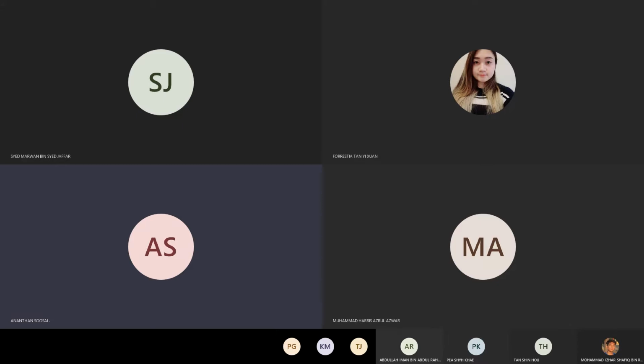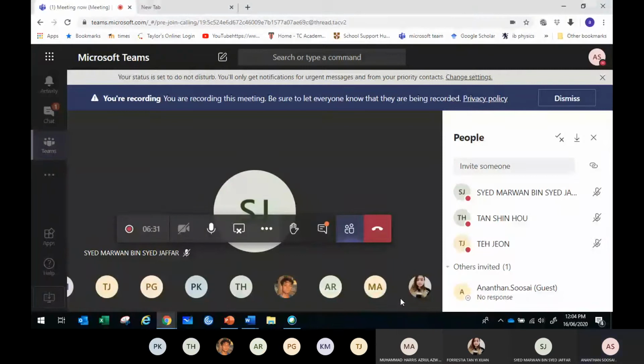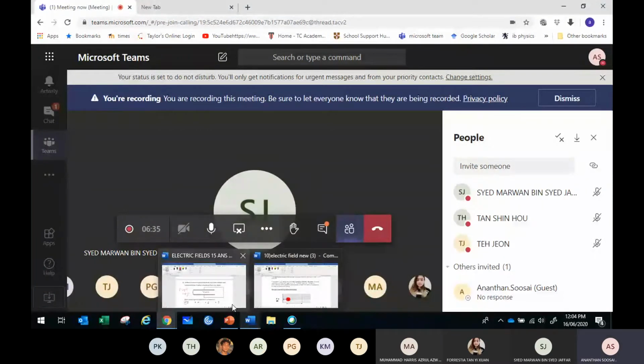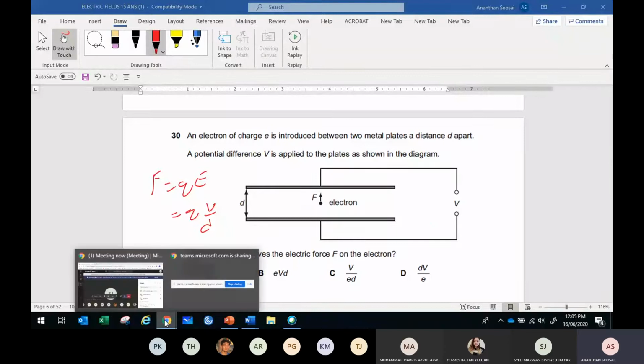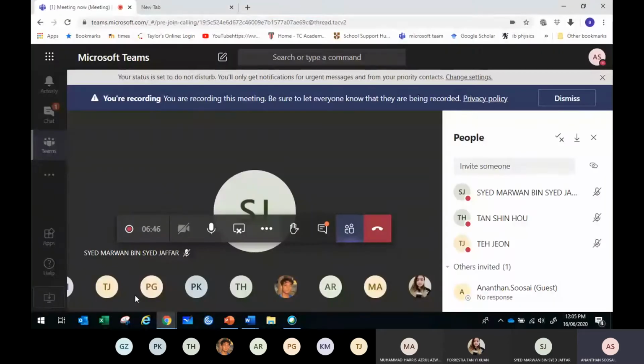Okay, so now we do questions, basically questions about electric field. So we go back to the paper and we try out the question. Hold on, let me check first. Okay, good. So recording here.